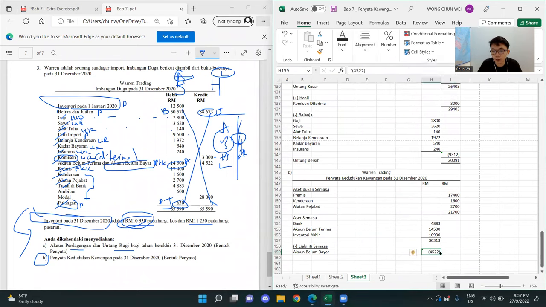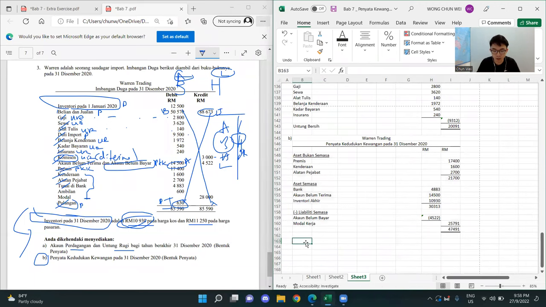4,522. So this one minus this one, put here. Okay, 30,213 minus 4,522, you get 25,791. This is called your modal kerja, remember. Okay, this one, modal kerja 25,791. Lepas tu one line, double line your jumlah. So your jumlah equals 21,700 plus your modal kerja, you get 47,491. Okay, right. So this is the top part.